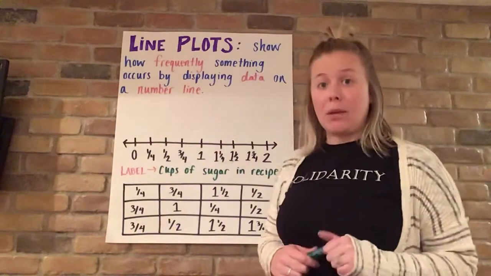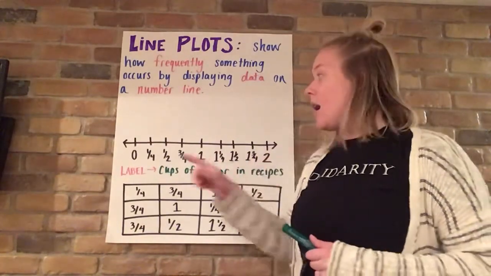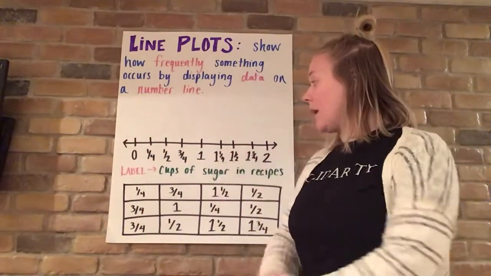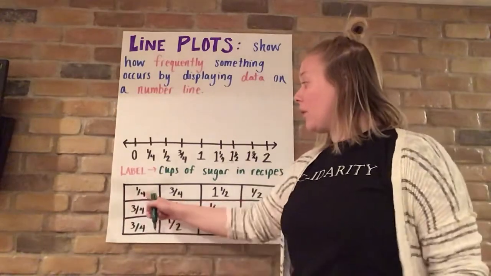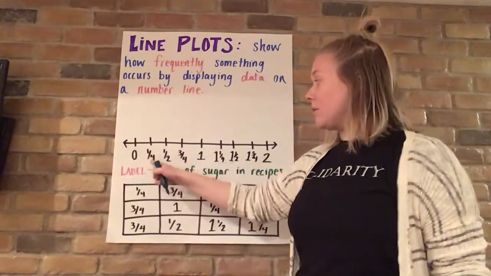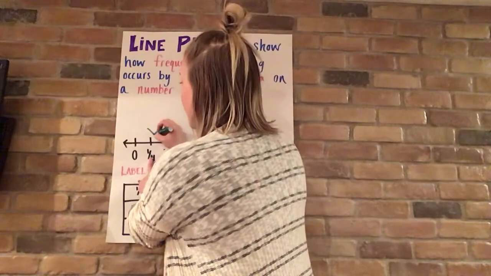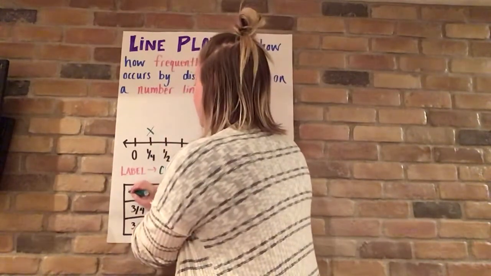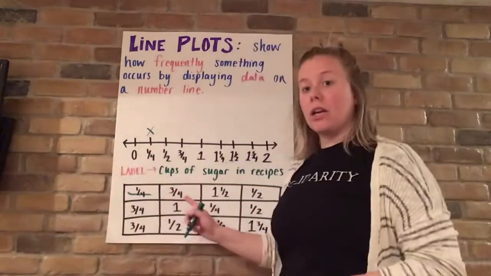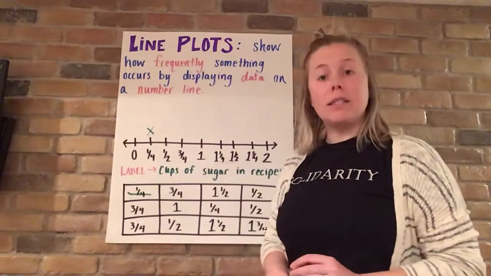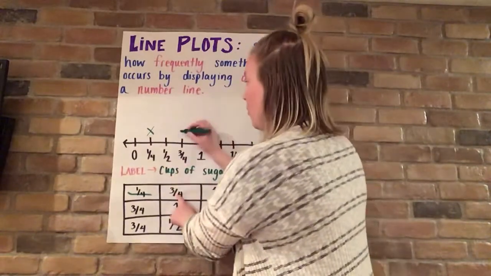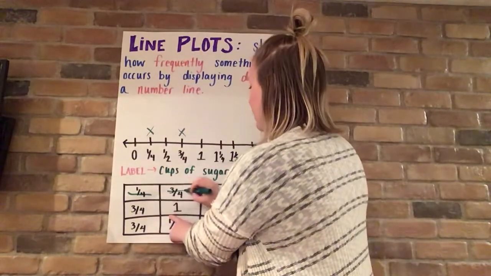For a line plot, all you do is draw an X above the number on the number line. For example, in one of his recipes, he uses 1/4. So I'm going to go to my number line, there's 1/4, and I'm just going to put an X above it. I'm also going to cross this out so I remember that I already plotted this 1/4. In a different recipe, he uses 3/4 a cup. So I'm going to find 3/4 a cup on my number line and draw 1 X above that number.